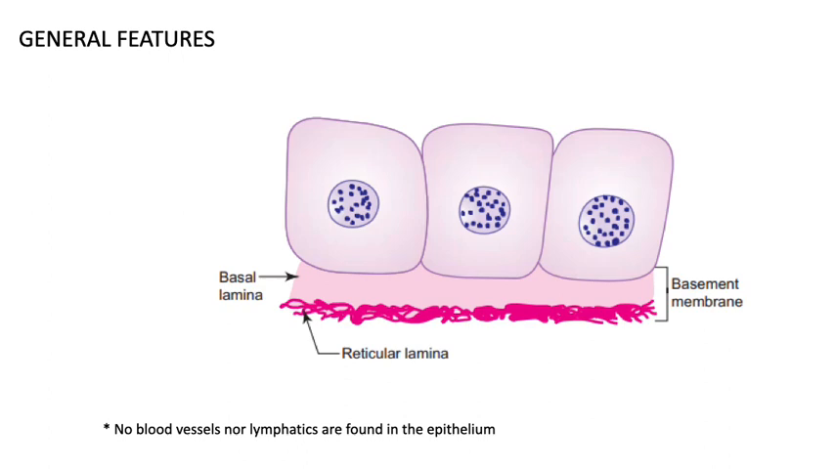The features of epithelial tissue. The epithelium is either made up of a single layer or many layers. The cells, here if you can see, are adherent to each other by means of junctional complex. These cells lie on basement membrane. Basement membrane is of two parts, basal lamina and the reticular lamina. Basal lamina is a part of the epithelium, while the reticular lamina is part of the basement membrane.